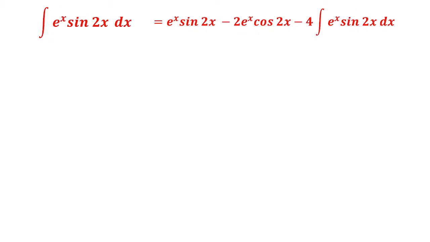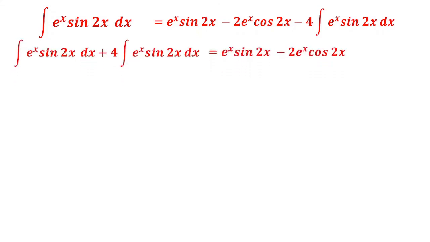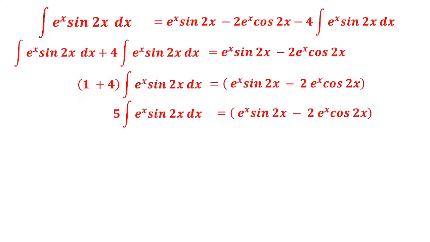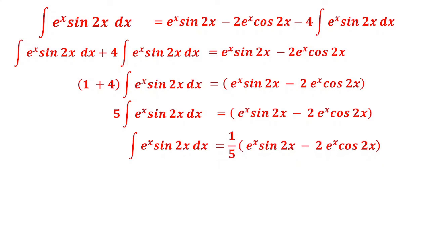Now as usual we are getting the same integral on the right hand side. Bring that minus 4 into that integral to the left hand side, it will become plus 4 into the integral. The right hand side is e power x into sin 2x minus 2 into e power x into cos 2x. So 1 plus 4 is 5. Bring that 5 to the right hand side. So you will get integral e power x sin 2x is 1 by 5 into e power x into sin 2x minus 2 into e power x cos 2x.